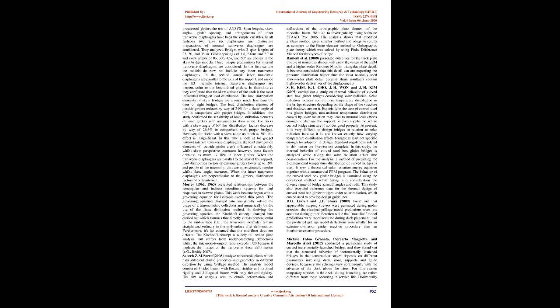They analyzed bridges with three span lengths of 25, 30, and 35 m, girder spacings of 1.8, 2.4 and 2.7 m, and skew angles of 0, 30, 45, and 60 degrees chosen in the skew bridge models. Three different arrangements for internal transverse diaphragms are considered. In the first sample the models do not include any internal transverse diaphragms. In the second sample internal transverse diaphragms are parallel to the axis of the support, and in the third sample internal transverse diaphragms are perpendicular to the longitudinal girders.